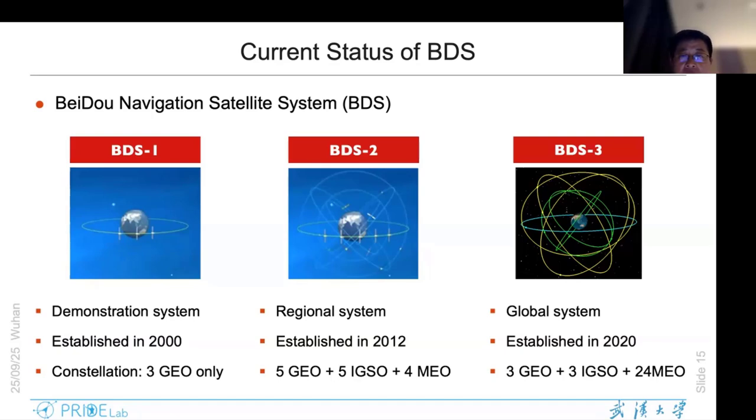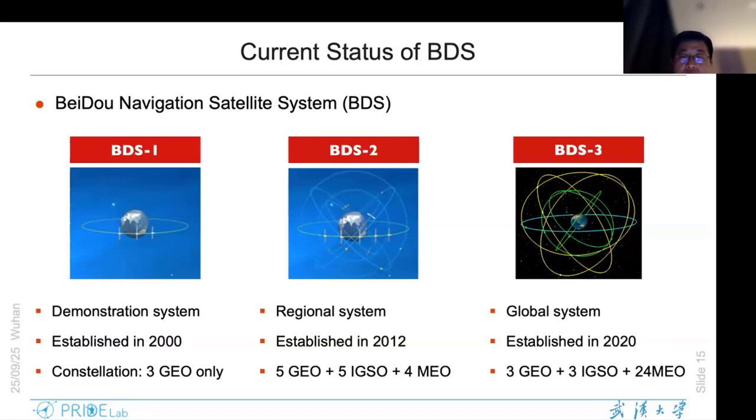Then the second generation, BDS2, is the original system, and now it's a passive system similar to the GPS constellation. Users need only use the BDS receiver to demodulate the signals from the satellites, and they can have the pseudorange and the carrier phase as well. You can calculate your position following the same strategy as GPS and Galileo.